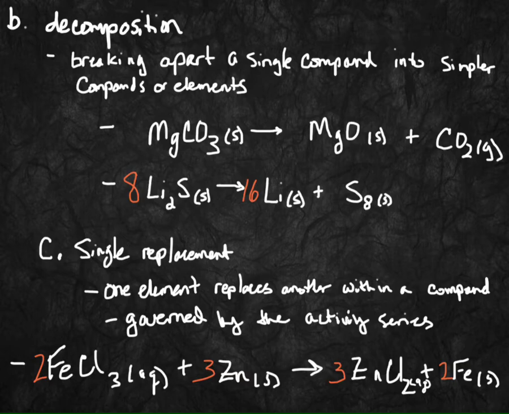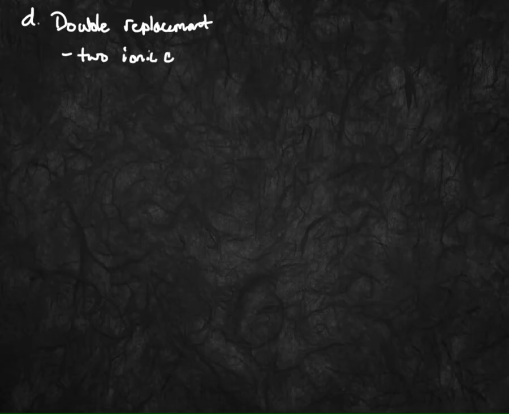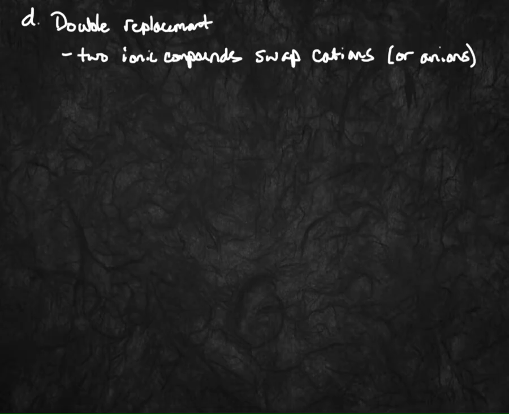Okay, so let's see if we have another example here. This is those switch places. Nope, that's our example here. Okay, a double replacement reaction is the next one, and that is two ionic compounds that swap cations, or they can swap anions. It depends on which one you want to choose.